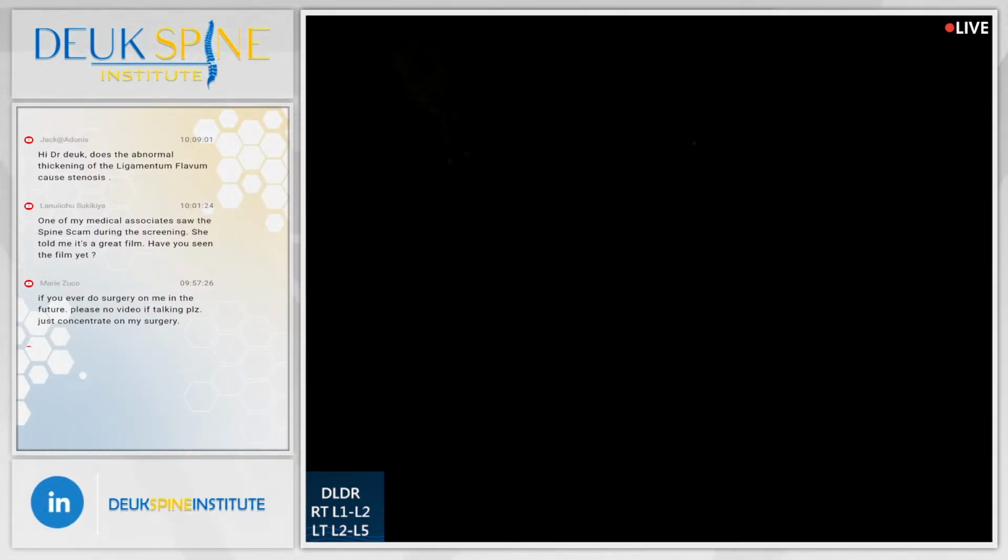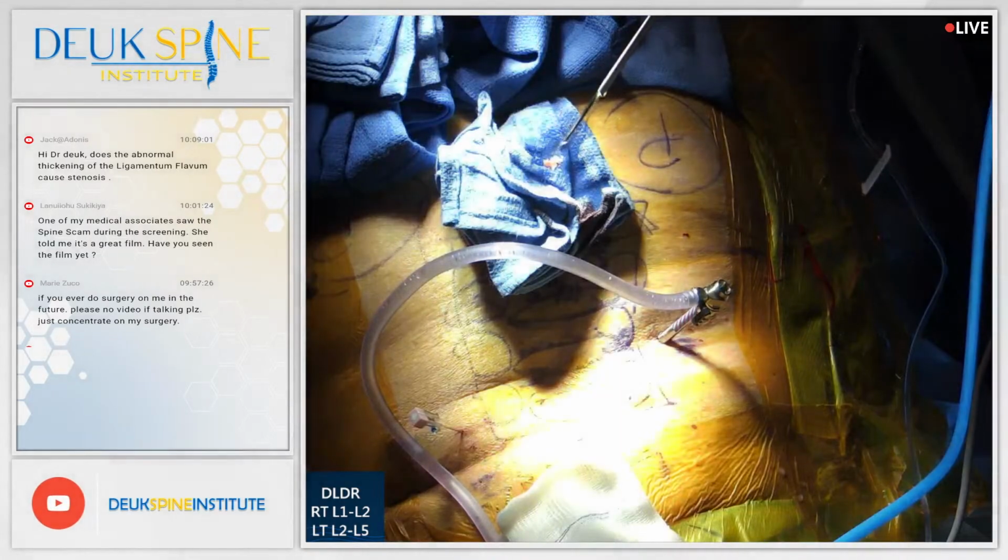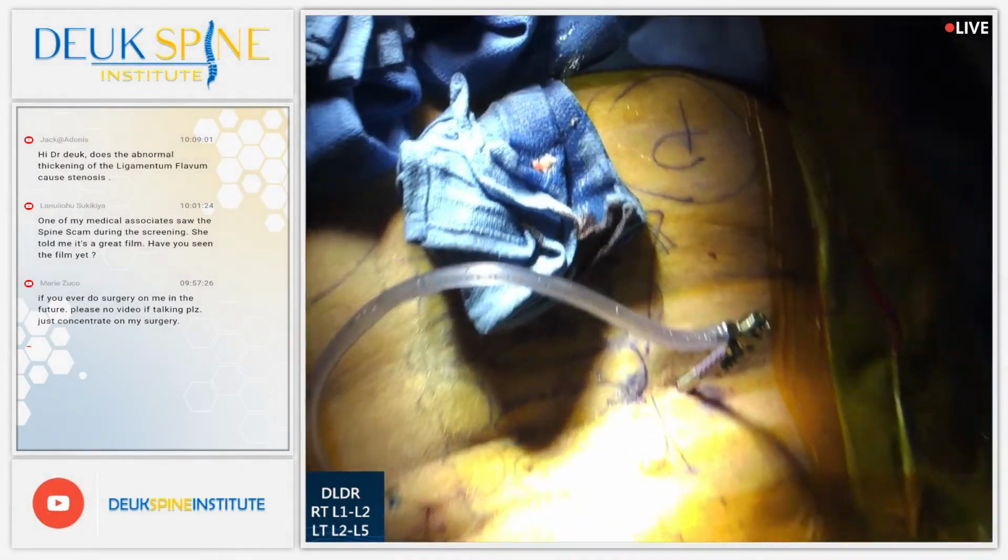Oh, wow. Look at this herniation. Little piece that came out. It's not massive, but it's a good sized chunk. You guys see that right there? Yes, we do. I want to show you something here. This is very important.